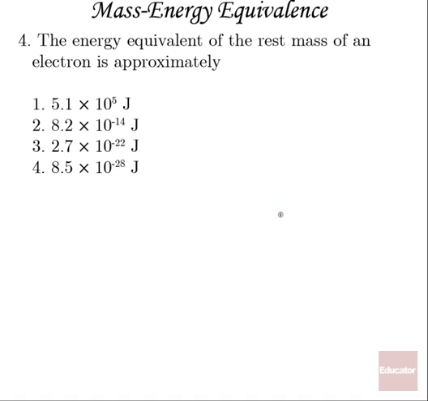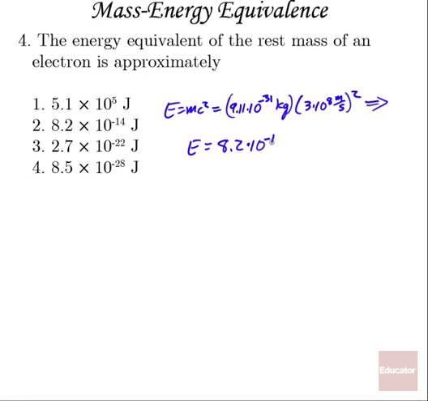Number 4. The energy equivalent of the rest mass of an electron is approximately, well, again, E equals mc squared, where our mass, the mass of an electron, is 9.11 times 10 to the minus 31 kilograms, times the speed of light, c, 3 times 10 to the 8th meters per second, squared, which implies then that the energy equivalent is going to be, when I put all that into my calculator, about 8.2 times 10 to the negative 14 joules. Answer number 2.